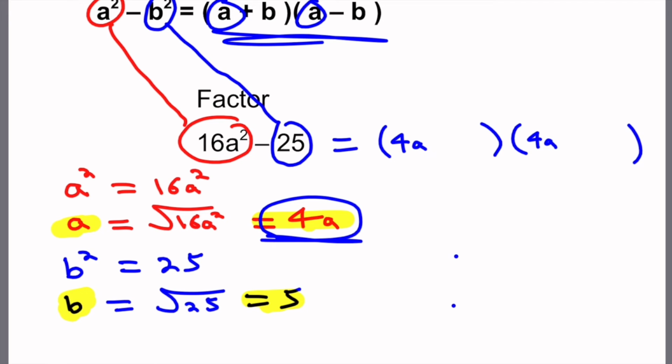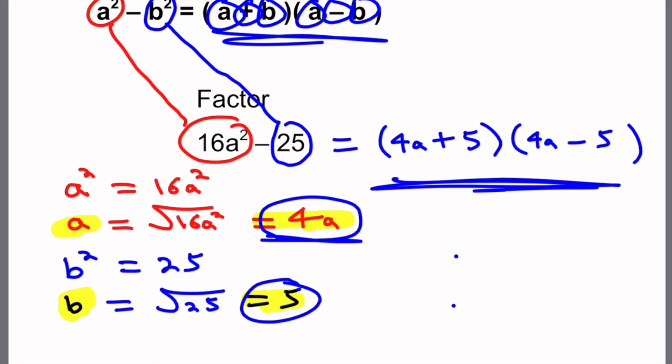Sorry if my a's look like 9s. And then we go one plus and one minus. Again, the order doesn't matter. So plus and minus. And then we finish off by placing the b's there. So our b is just straight up 5. So go 5, 5, done. So that right there is our factored answer. 4a plus 5, 4a minus 5. Easy. Let's do one more.